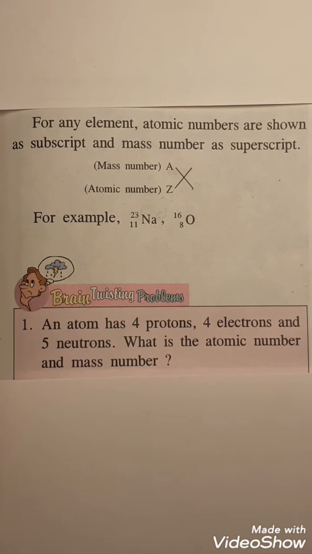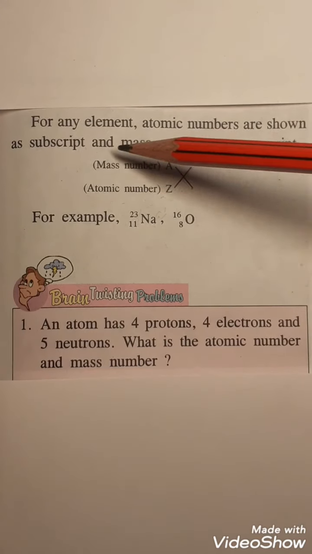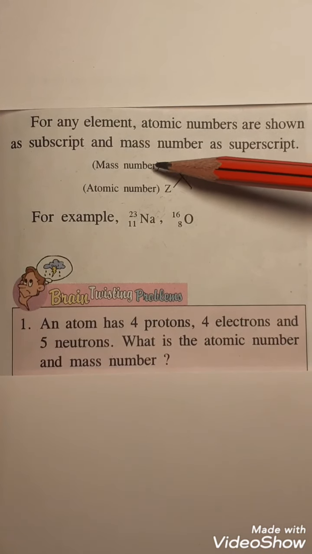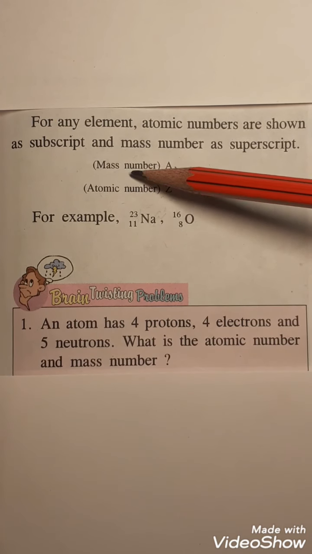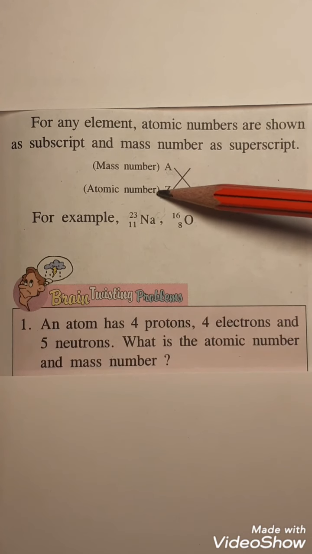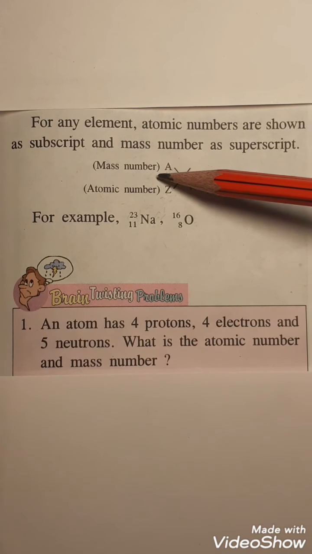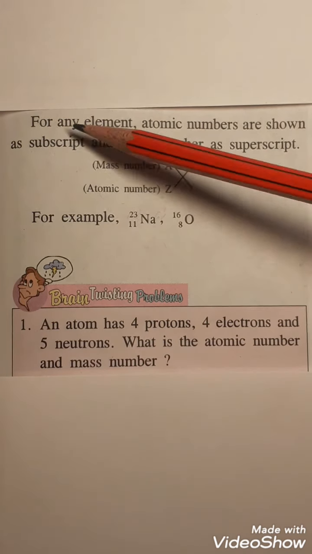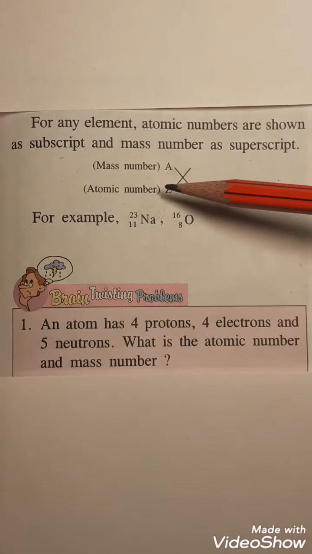Now, how to show the atom of an element with the atomic number and the mass number? This is the way to represent an atom with the atomic number and the mass number. Please remember, the mass number is always written on top and atomic number is written at the bottom. Mass number as a superscript at top and atomic number as a subscript, means at the bottom.